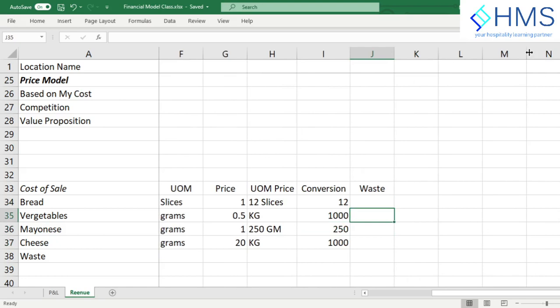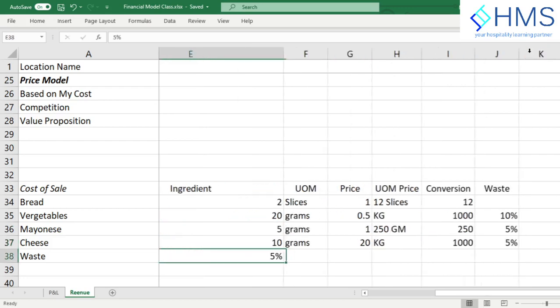So for vegetables, maybe let's say there is a 10% waste: something will spill, something will go wrong, maybe some trimming and other things. Then you have the mayonnaise, where maybe 5% will also go to waste. There will be some droplets, some other things. Maybe 10%, maybe 5% of the cheese will also go to waste.